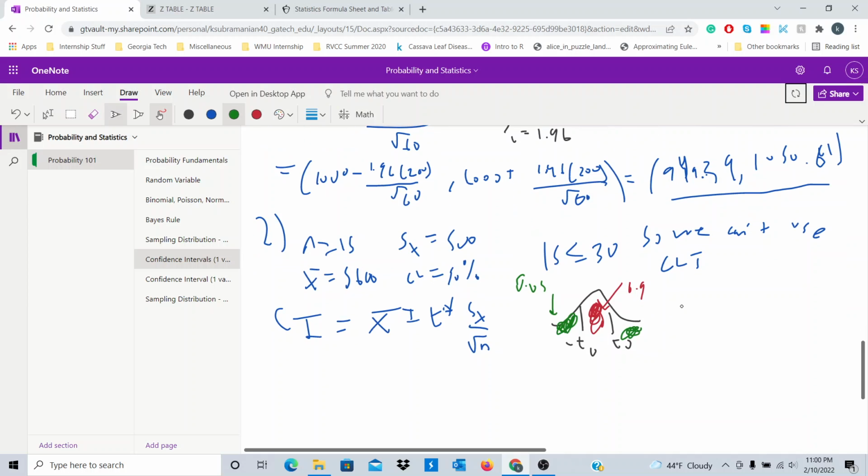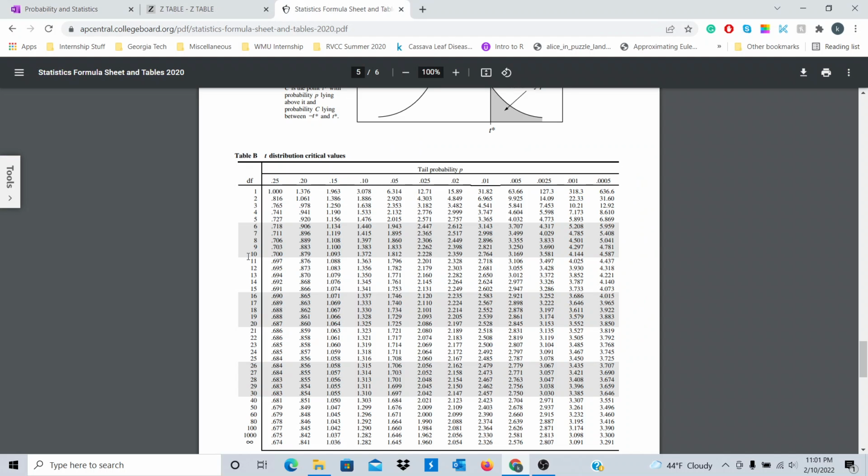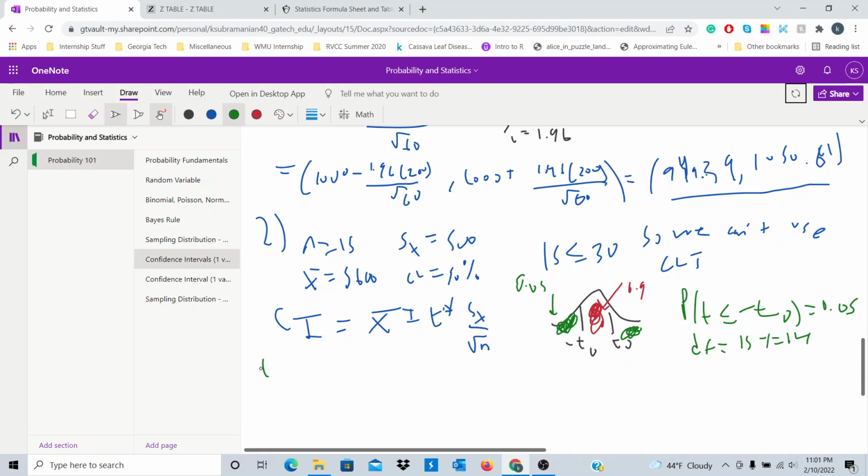So basically, we want to find the t-score such that the probability that t is less than negative t naught is equal to 0.05. And in our t distribution, we know the degrees of freedom is the sample size minus 1. So the degrees of freedom in this case is 14. So we're going to use our t table, look for degrees of freedom 14, and look for the scenario where the probability is 0.05. At 0.05, we see that the t-score is 1.761. So we know that t star is 1.761.